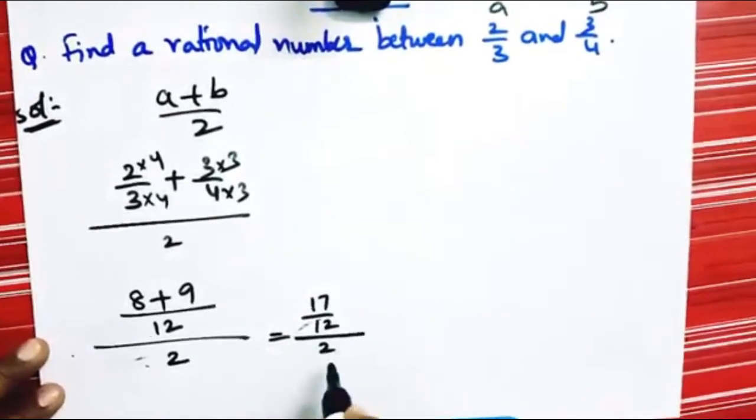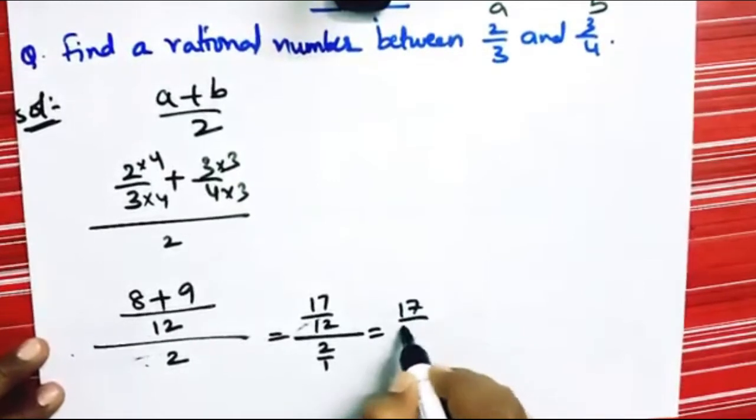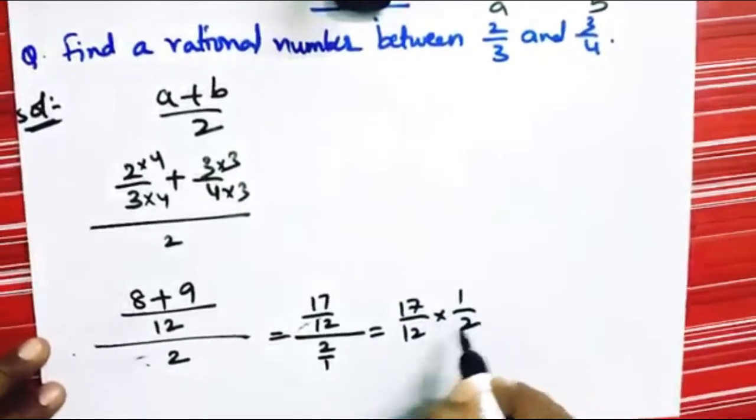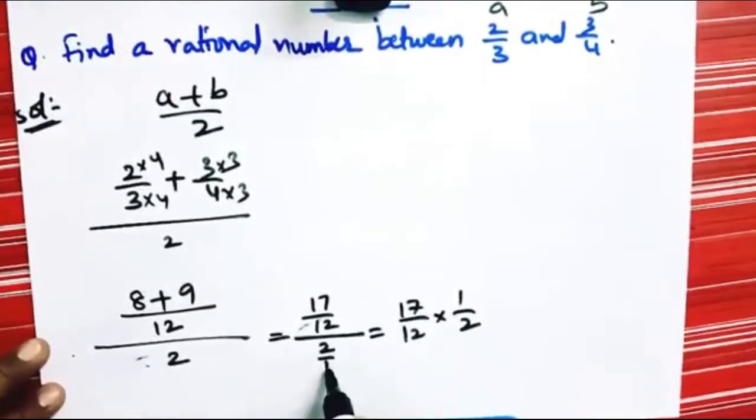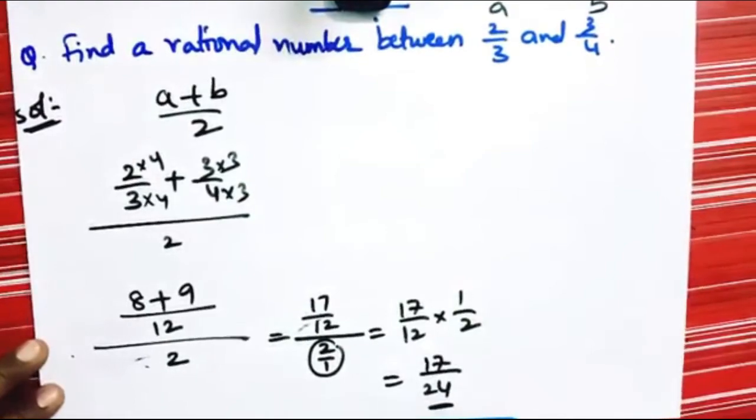And the denominator is 2, so you should write down the reciprocal of this one. So you will get 17 by 12 into 1 by 2. So 2 means 2 by 1. Again you should write the reciprocal when you are doing the division. Then 17 by 12 into 1 by 2 gives 17 by 24, which is the answer.